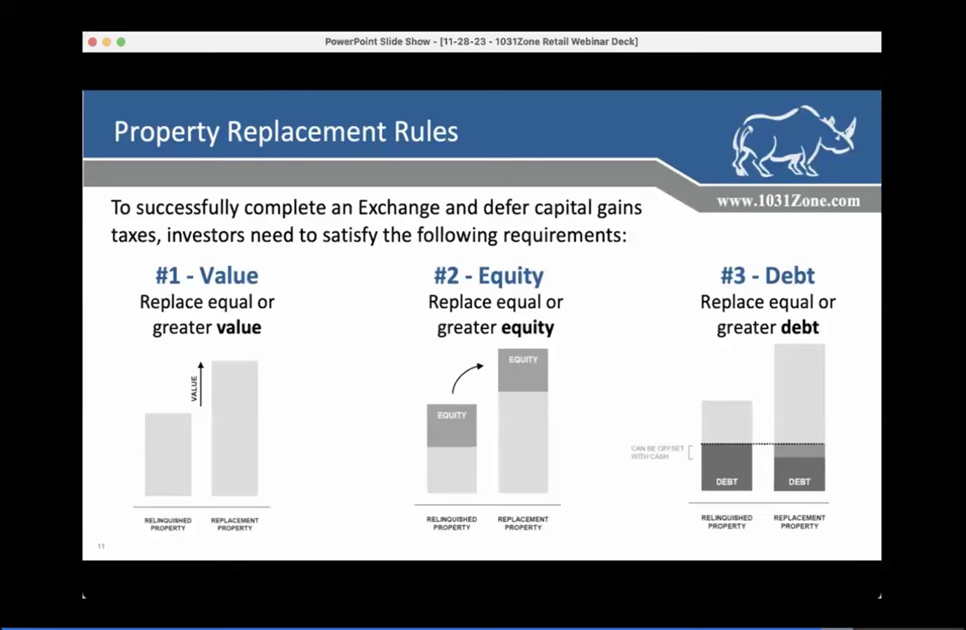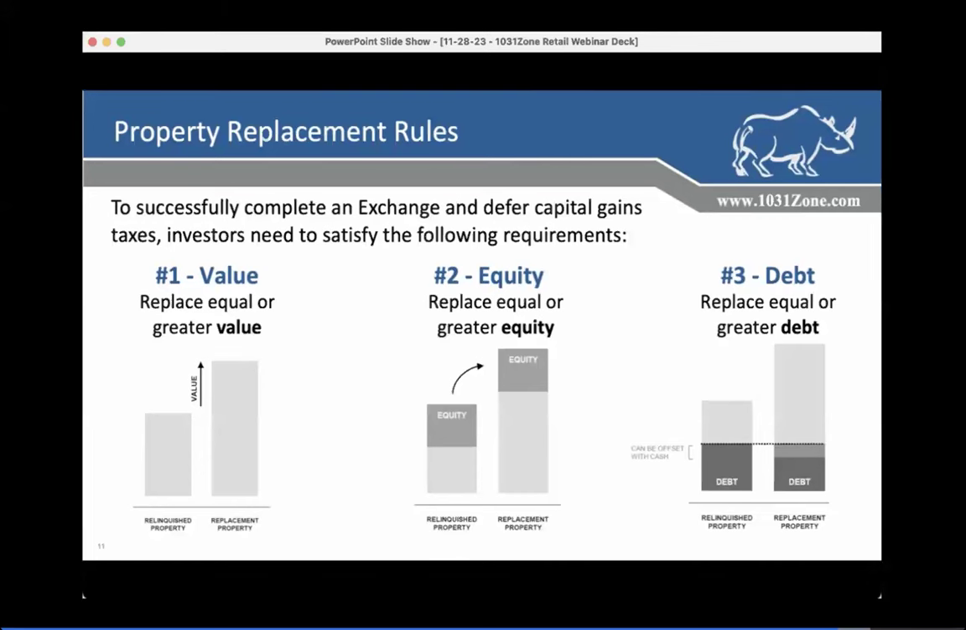Now, when we're talking about equity and debt, this is really, really important. If you have debt on your property that you're selling, and let's say you have a 50% loan to value, or 50% loan on your property that you're selling. So if you sold for $1 million, you have a $500,000 loan at the time of sale and $500,000 in equity in the deal. If you sell, or I should say when you sell, the closing date rolls around December 1st.